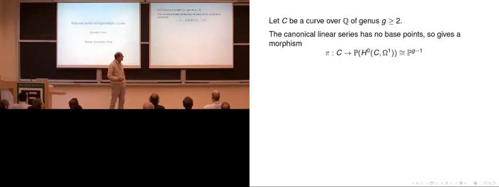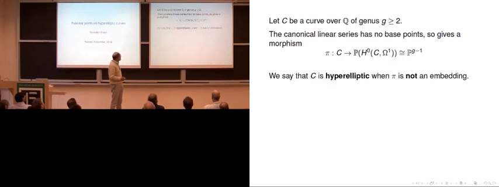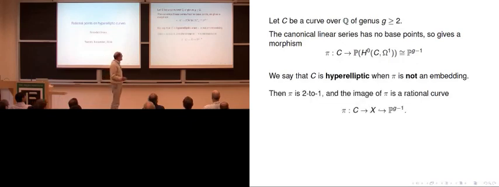And usually it's an embedding of the curve into projective space. For the generic curve of genus 2 or more, it's an embedding. But when it's not an embedding, we call the curve hyperelliptic. And in that case, you can prove that the map is actually 2 to 1, and that the image is what's called a rational normal curve. It's a rational curve of degree G minus 1 in projective space that is not contained in any hyperplane.